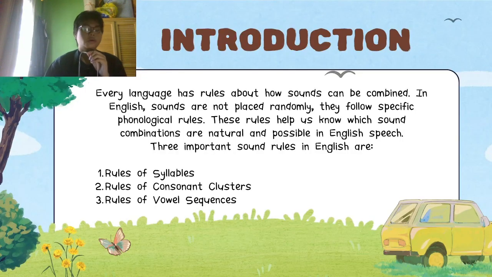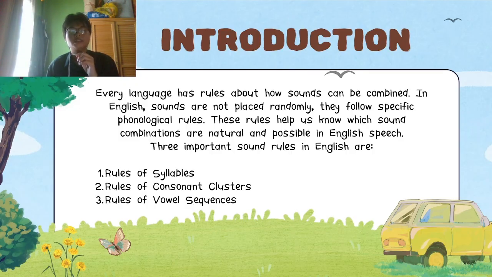So every language has rules about how sounds can be pronounced. In English, sounds are not placed randomly. They follow specific phonological rules. These rules help us know which sound combinations are natural and possible in English speech. There are three important sound rules in English. The first one is rules of syllables. It is how words are divided into sound parts.